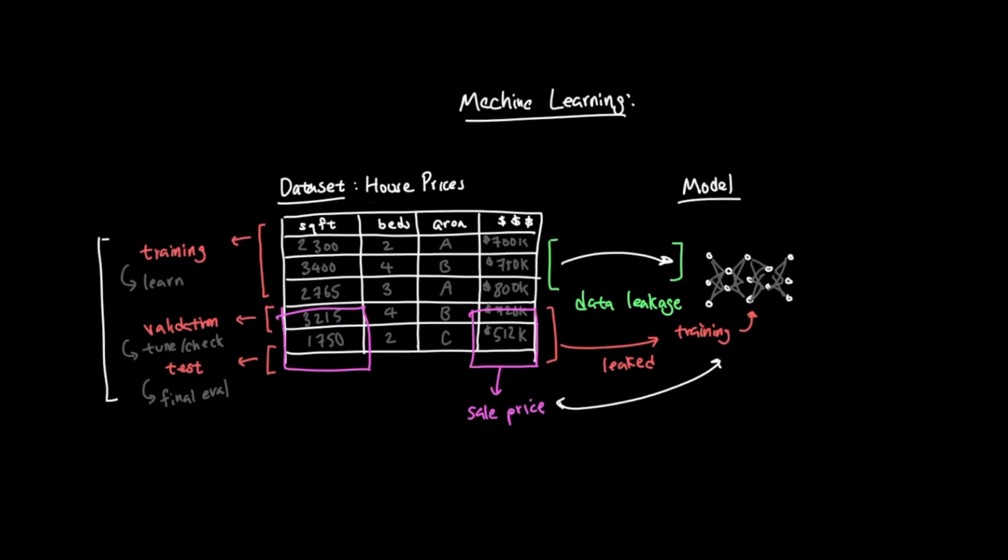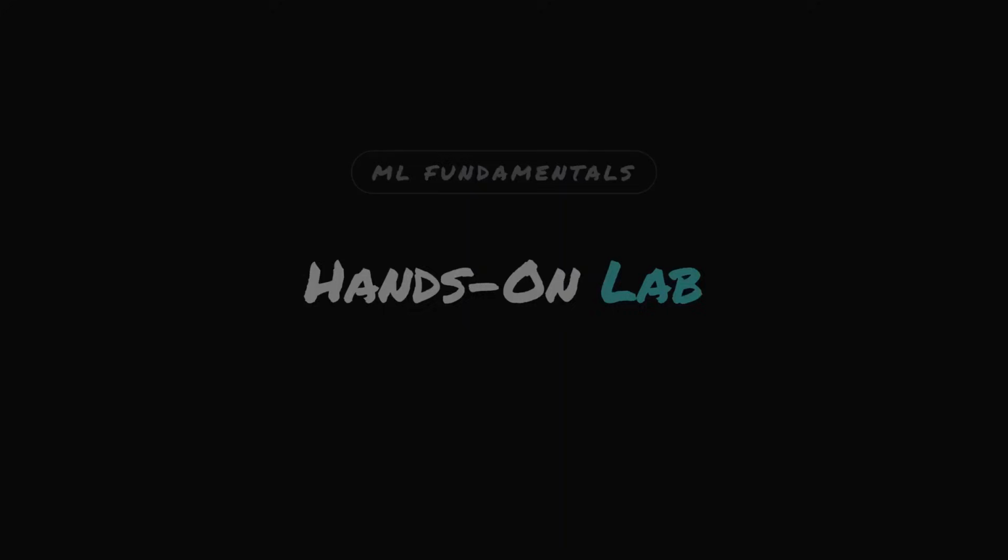So to summarize, train, validation, and test sets exist because the goal is not just to reduce training loss. The goal is to build a model that generalizes on new examples.